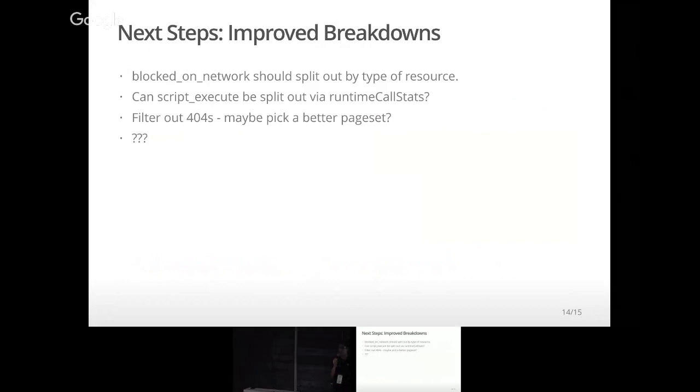It shows up as a really big chunk a lot of times, and I'm curious to see whether or not we can break that up a little bit more. I know there's a talk happening later today about Speedometer, which I think is talking some about how runtime call stats can be used to analyze those cases. I think we might be able to use runtime call stats here to get some better data.